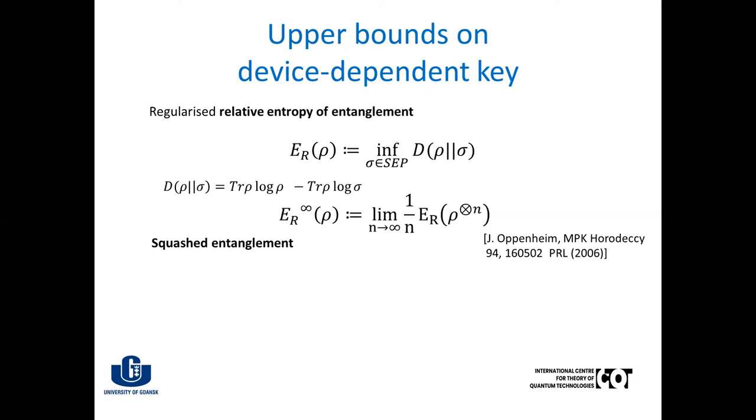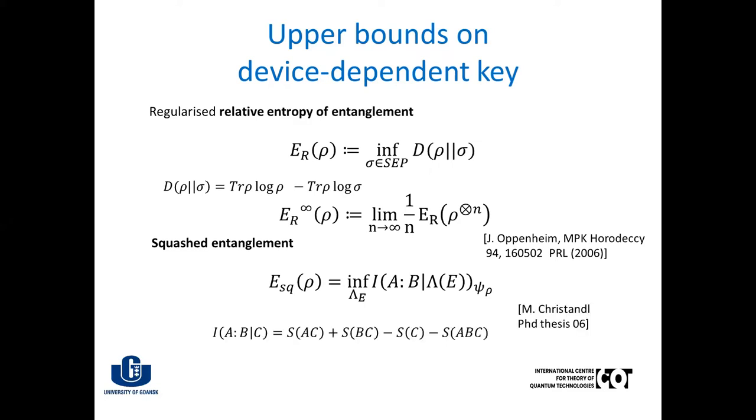The other known upper bound is called squashed entanglement. The authors of this measure are Andreas Winter and Matthias Christandl, and the upper bound was shown by Matthias Christandl in his PhD thesis. So this is the infimum over Eve's operation on the system E of a tripartite pure state, which is a purification of state rho. So the argument is rho, but then you take a purification of it and let Eve apply some quantum channels on the system E. And this quantity I(A;B|E), if you turn it to the letters A, B, C, which is simpler, is just the conditional mutual information, which is the following combination of von Neumann entropies: S(AC) plus S(BC) minus S(C) minus S(ABC).